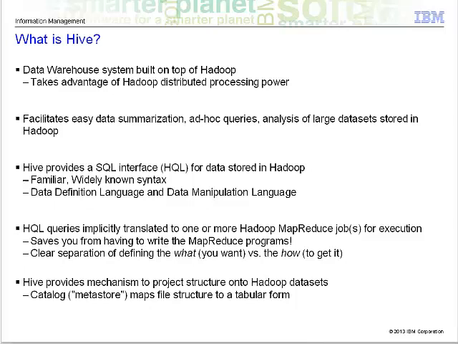In Hive, the HQL queries are implicitly translated into one or more MapReduce jobs, shielding the user from much more advanced and time-consuming programming. Hive provides a mechanism to project structure, like tables and partitions, onto the data in Hadoop, and it uses a metastore to map file structure to tabular form.